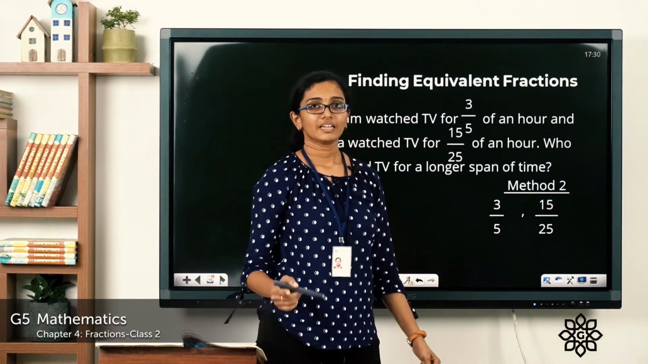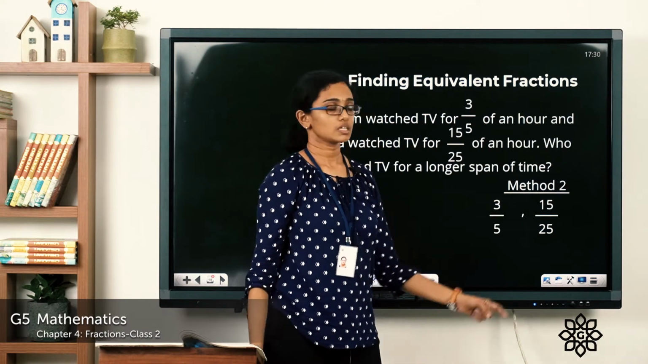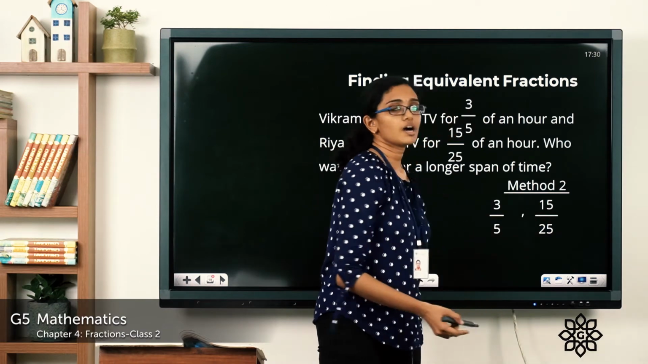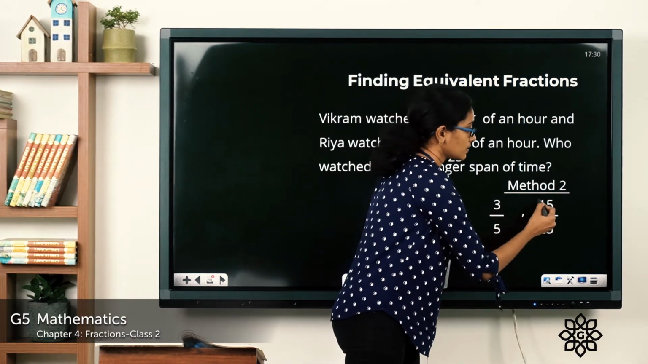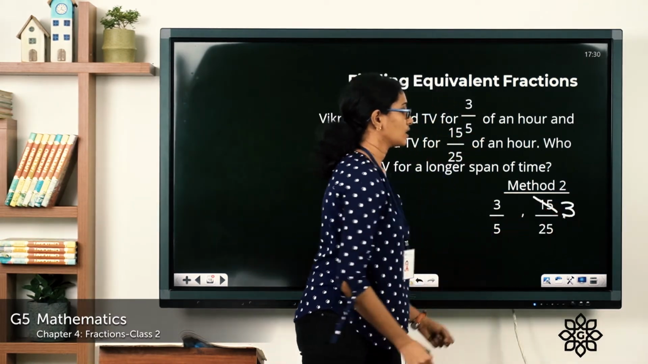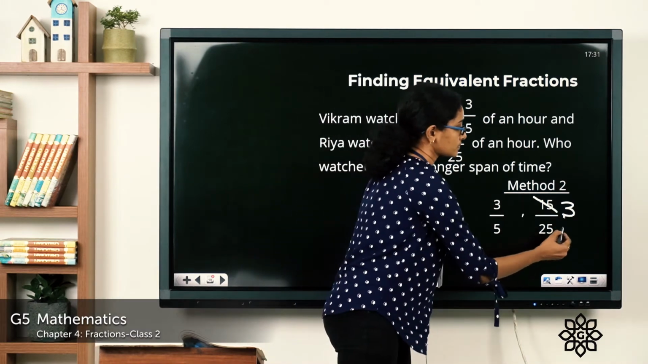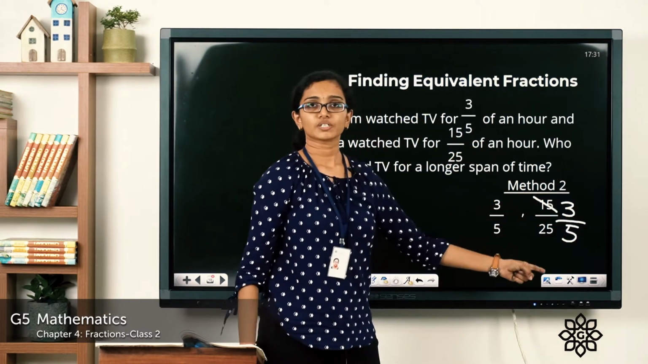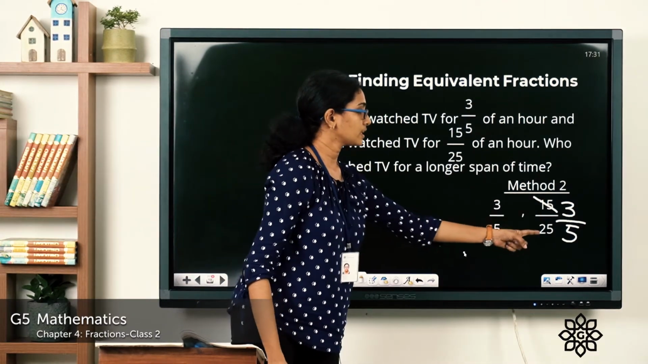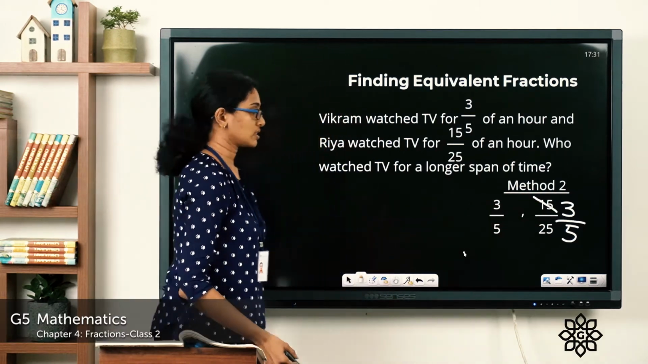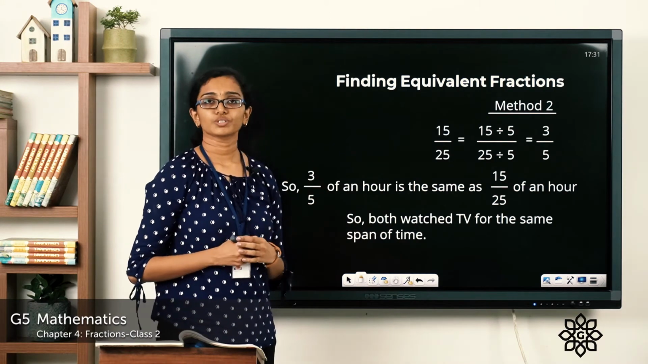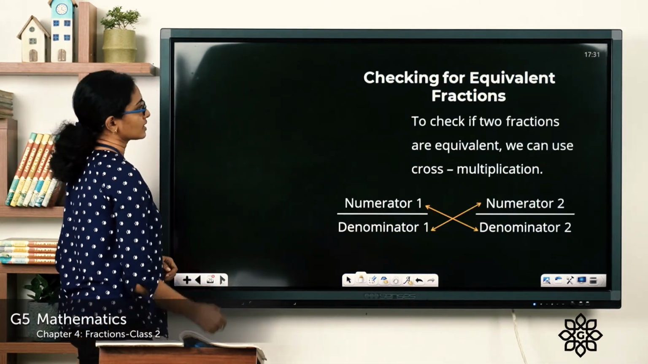15 by 25. Can we use the same number to divide both the numerator and the denominator to find an equivalent fraction? See, 15 and 25 are both multiples of 5, right? So I'm using 5 here to divide the numerator. 15 divided by 5 gives you 3. Now what about 25 divided by 5? It is 5. See the equivalent fraction here? 3 by 5. So we can say 3 by 5 and 15 by 25 are equivalent fractions, right? So from that we can understand both of them watched TV for the same span of time. Clear?